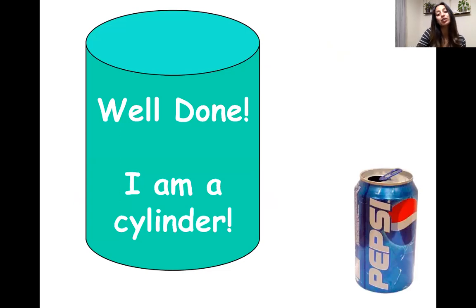A cylinder has two faces, one on top and one on the bottom, and they're both circle faces. There are no edges and no vertices, just like this Pepsi can, which is an example of a cylinder.